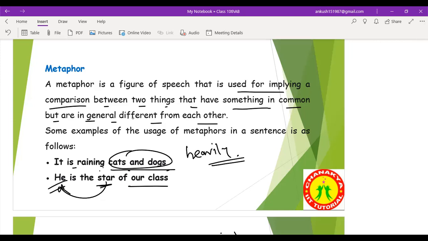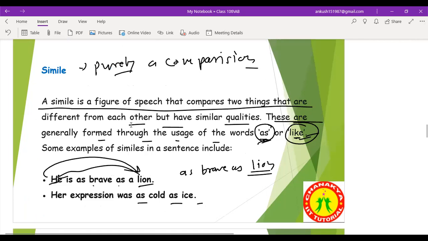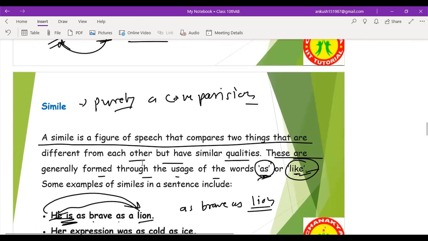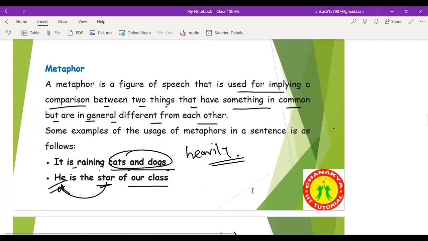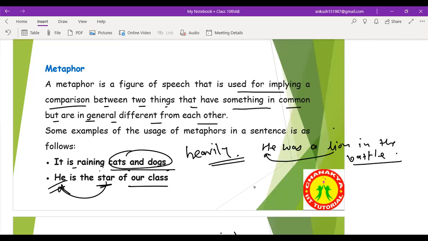Just take one example here. I am writing the example that was used in simile: he is as brave as a lion. Now here I am writing, he was a lion in the battle. See what is written here. He was a lion in the battle. Can any person be a lion? No. But the quality of the lion is given directly to the human being.